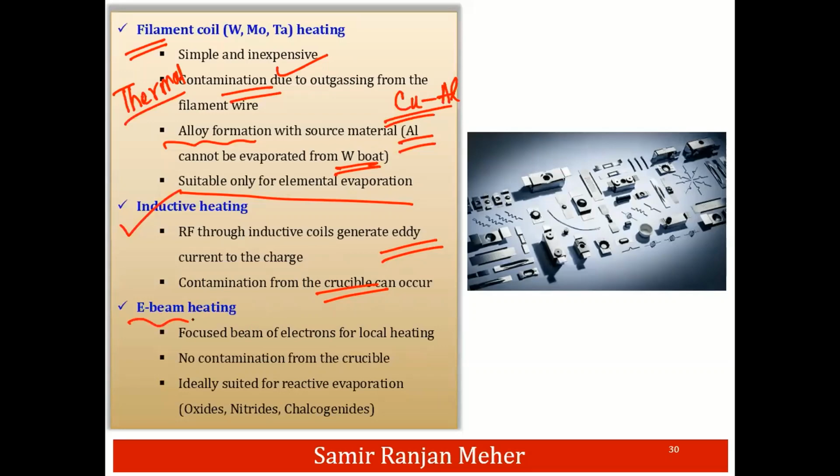And the best way is electron beam heating. But it is a little expensive. You have to use an electron gun for this case. Here we use a focused beam of electrons, and we locally heat only the evaporant. It is not going to fall on the crucible. It is ideally suited mostly for coating oxides, nitrides, and chalcogenides, which can be grown using this electron beam evaporation mechanism.